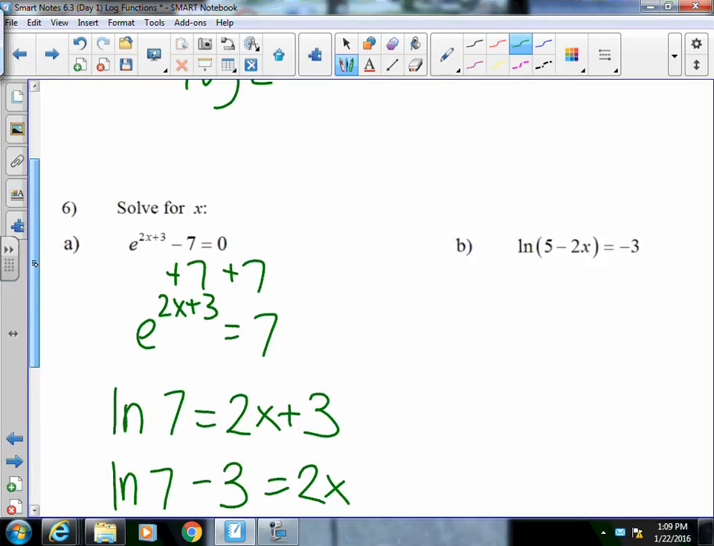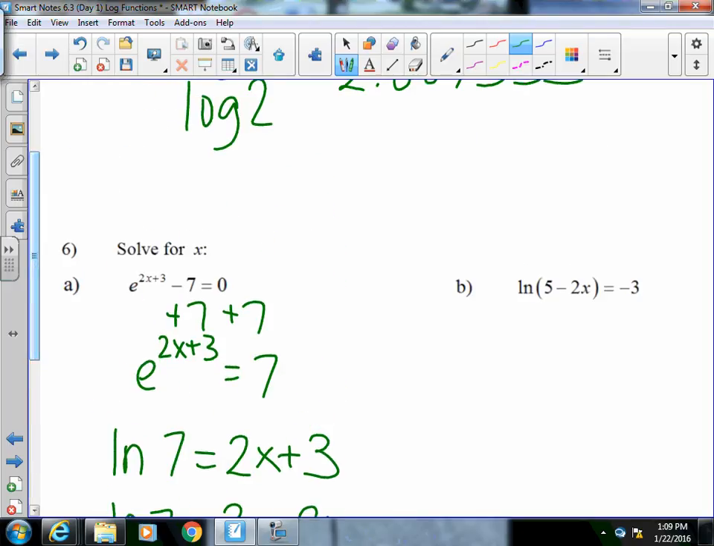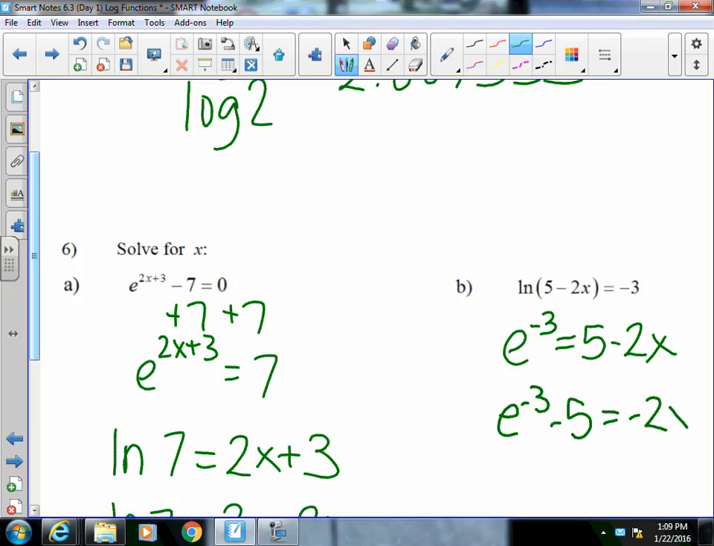Part B, also similar. I have an x that's in a logarithm that I'm trying to solve for. To get it out of the logarithm, I have to change forms. So e to the negative third equals 5 minus 2x, which means e to the negative third minus 5 equals negative 2x, and x is e to the negative third minus 5 all over negative 2. And you could get a decimal for that if you needed to.